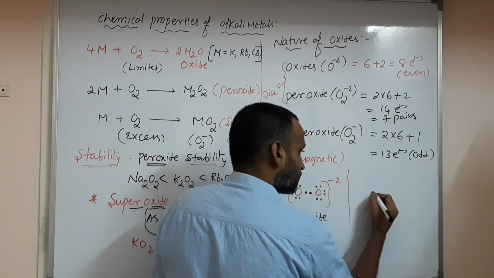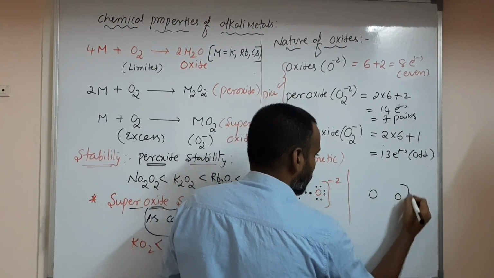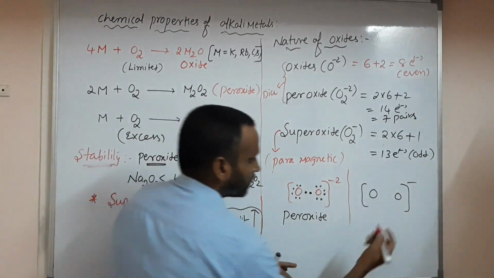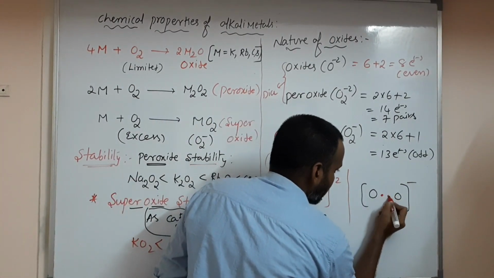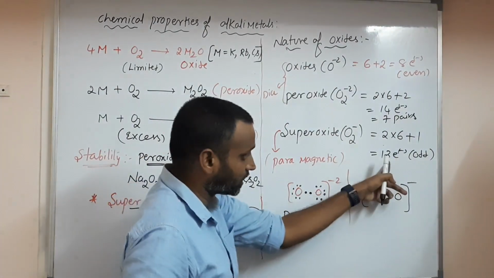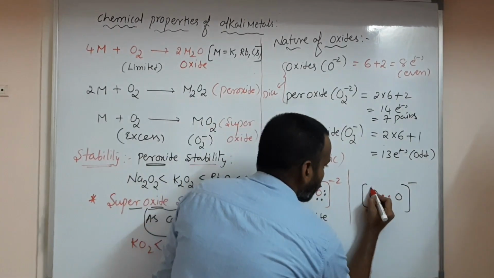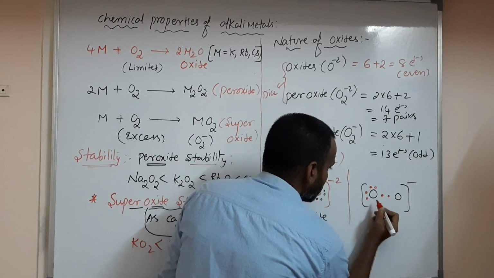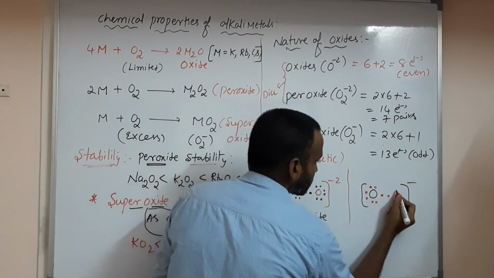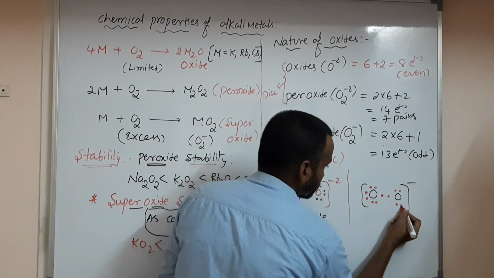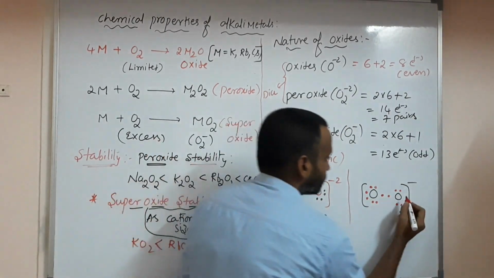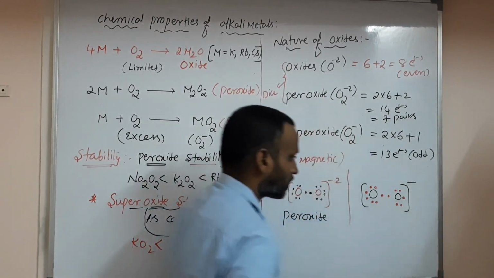Superoxide structure is the same O and O, with minus 1 only. Now this time you have 13 electrons, which means 6 pairs and 1 unpaired electron. Sir, can 2 pairs be here and 3 pairs here? Yes, you can write that, not a problem. So you can write it like this, with 1 unpaired electron.